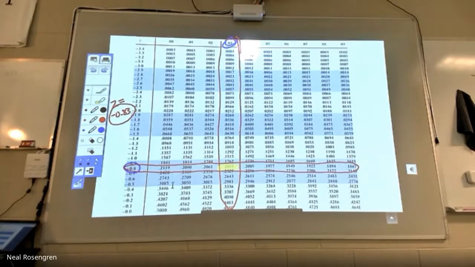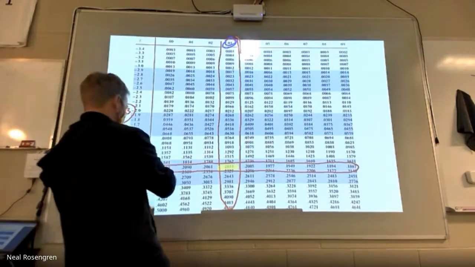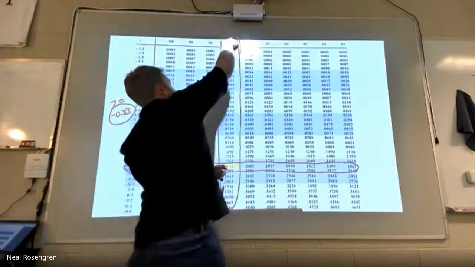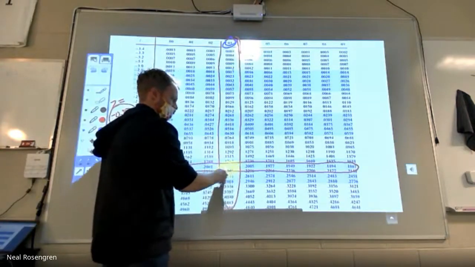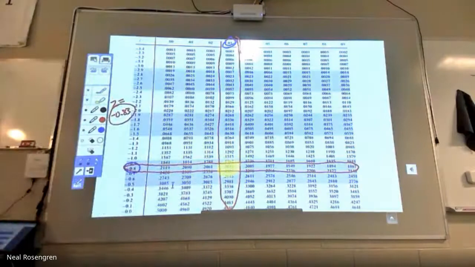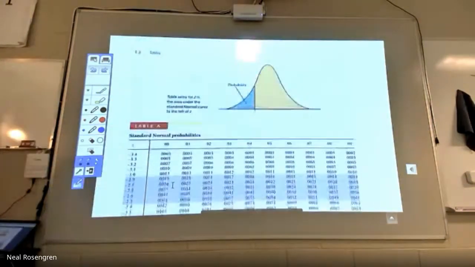What I always do is follow them with two fingers, one going across, one going down, and I meet in the middle. So I go like this. Negative 0.8, 0.3, and there it is: 0.2033. Now, what the heck does that mean? 0.2033.